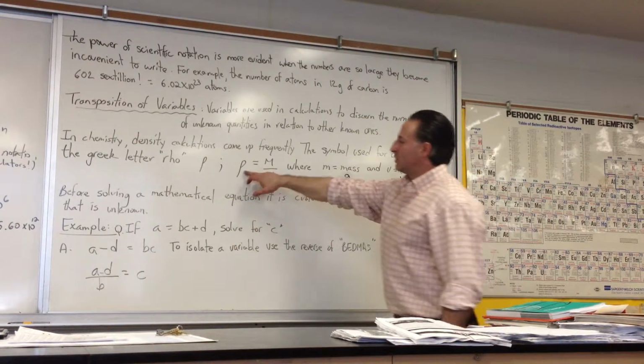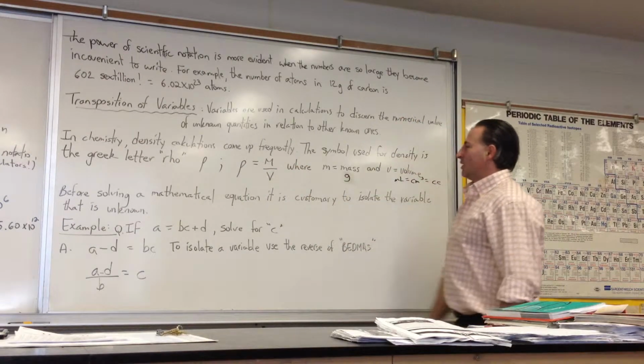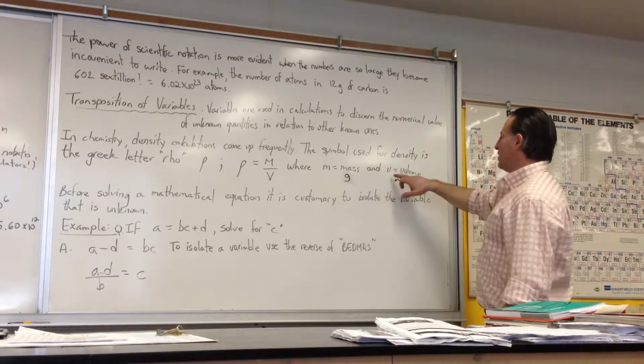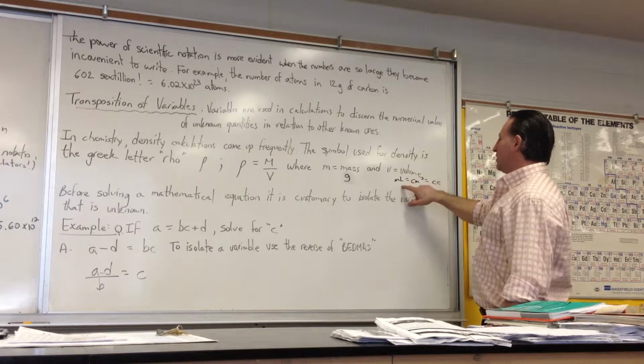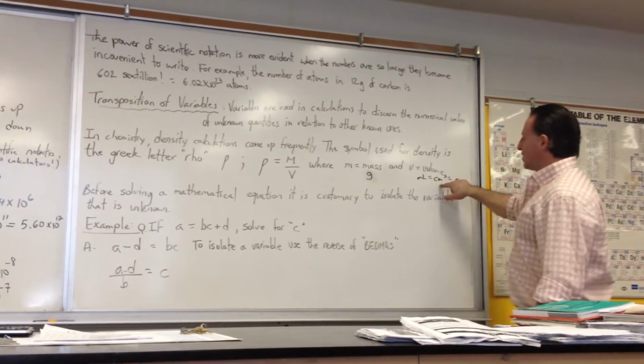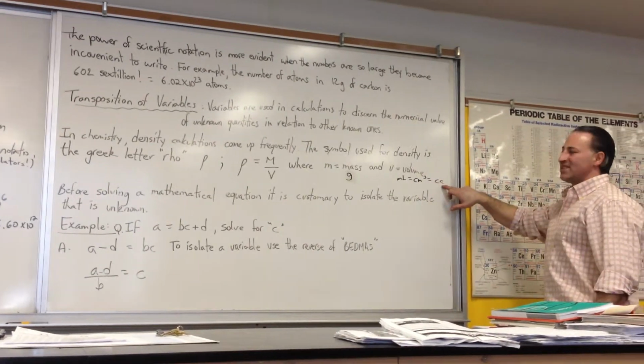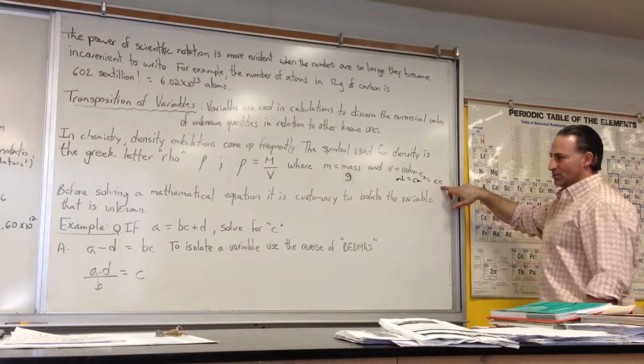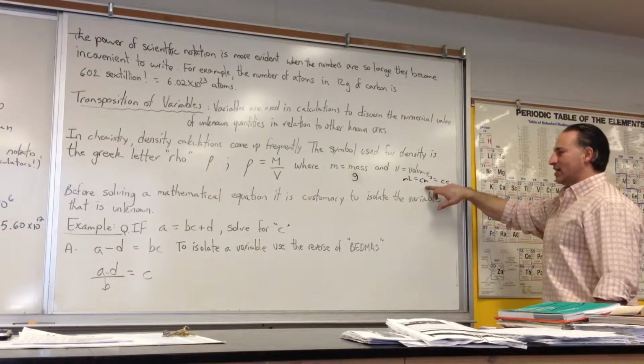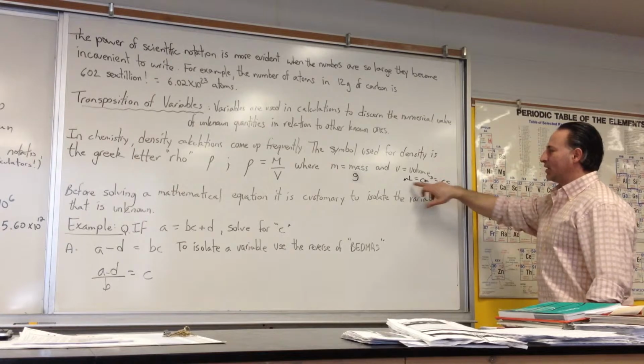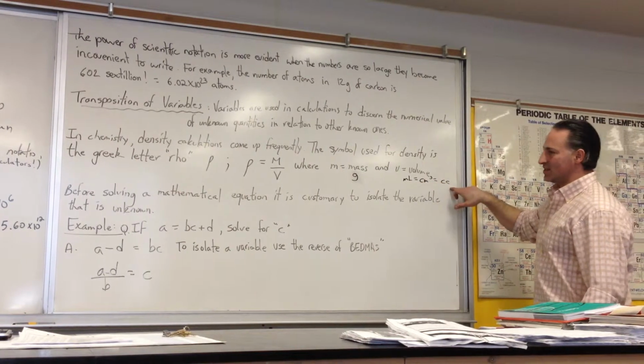So rho is equal to mass over volume, where m is the mass in grams and v is equal to volume. And the units of volume can be milliliters, centimeters cubed, or sometimes you see cc, two lowercase c's. They mean the same thing. A milliliter is equal to a centimeter cubed is equal to a cc.